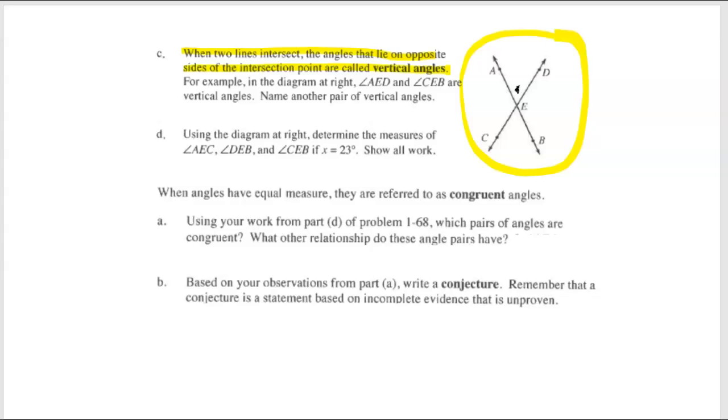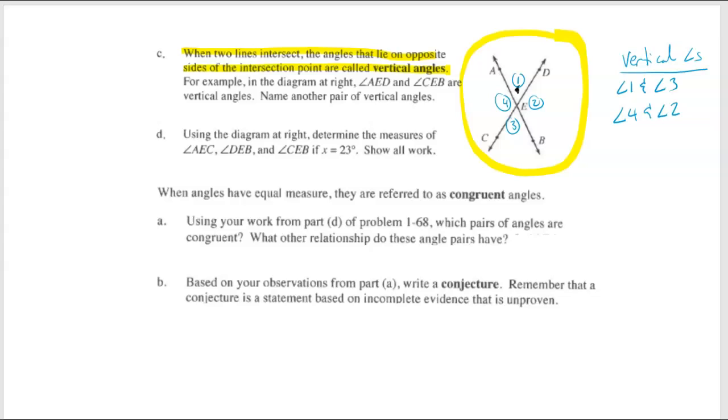So sometimes instead of using letters, we can actually also use numbers. So I'm going to renumber these, and I'm going to say 1, 2, 3, and 4. So I'm talking about those angles right there. So a pair of vertical angles, angle 1 and angle 3 are across from each other. Angle 4 and angle 2 are also across from each other. So those would be pairs of vertical angles if we don't want to use those 3 letters.